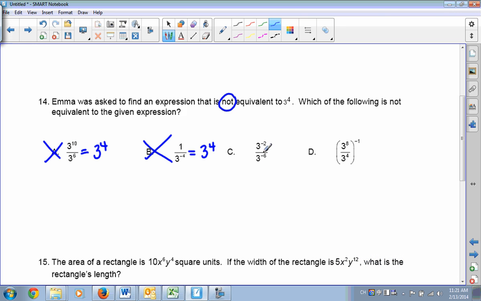Switch these, right, because they're both negatives. Then simplify. So it's not C, so hopefully it's D. Okay? Flip it. So it's 1 over 3 to the 4th.